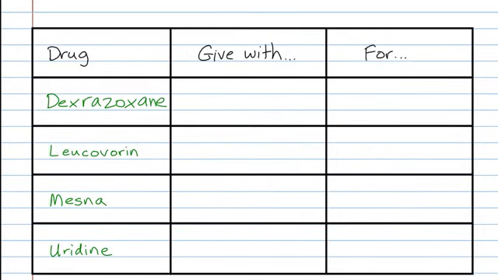Next, I've listed some drugs that you might give to prevent toxicity. So for each one of these, let's list which chemo drug you give it with, and then what toxicity it's supposed to help prevent or treat. So the first one is dexrazoxane. We said we give dexrazoxane with doxorubicin and also with daunorubicin. And we give that in order to prevent cardiotoxicity.